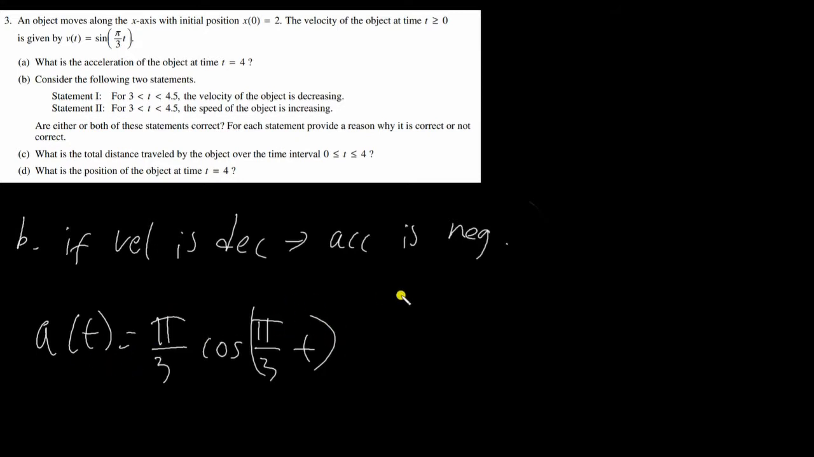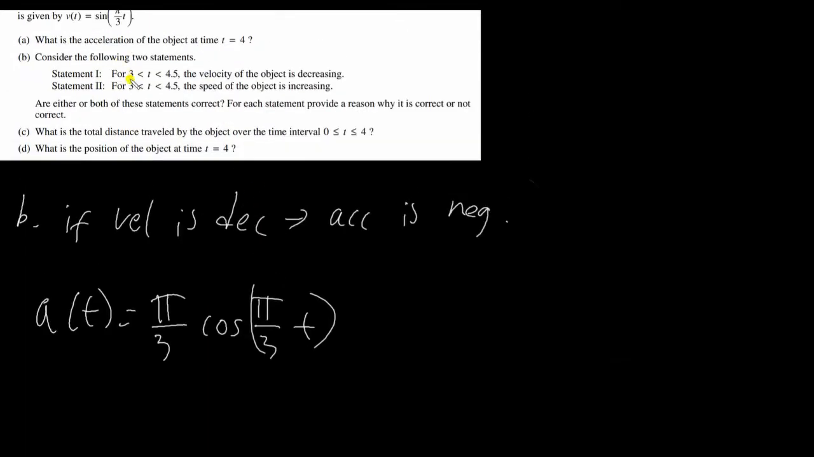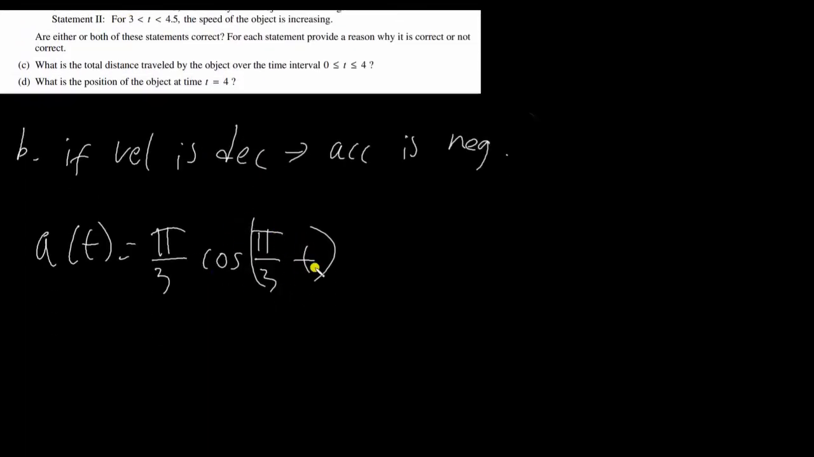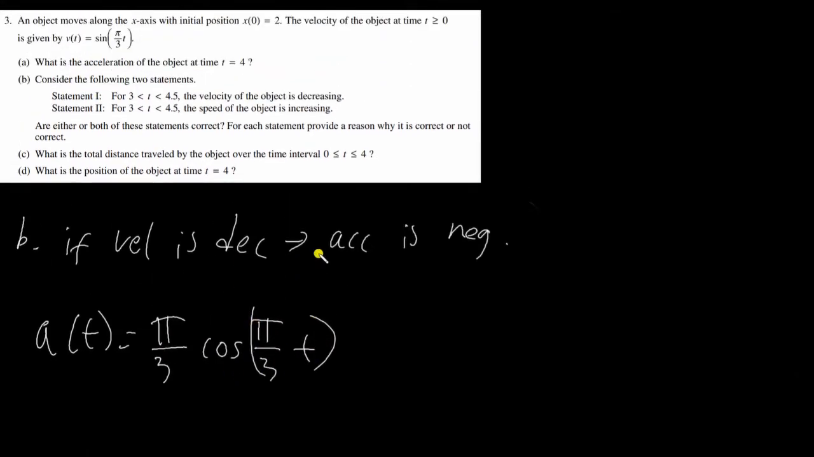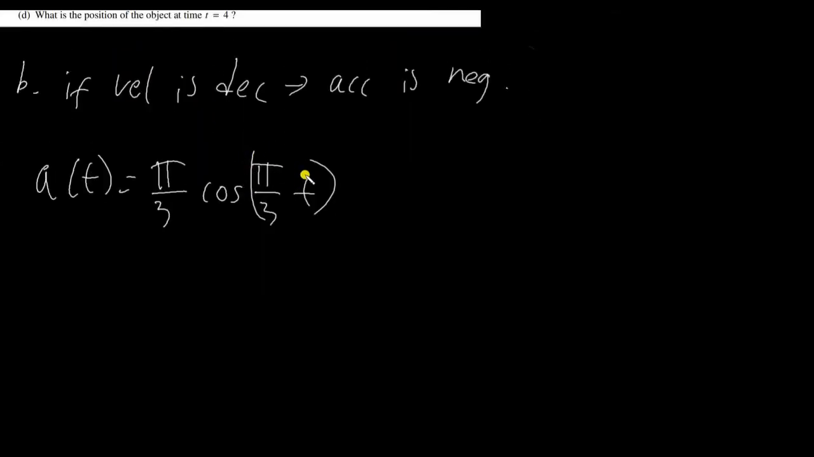Well, to do that, we're going to have to think about quadrants, right? The cosine function is negative in the second and third quadrant. So if we take t equals 3 and plug that in here, cosine is going to be on the x-axis, right? It's going to be cosine of pi, which is negative 1. So if we plug in 3, it's going to be negative. If we plug in 4.5, it's going to be on the y-axis now, on the negative side of the y-axis.